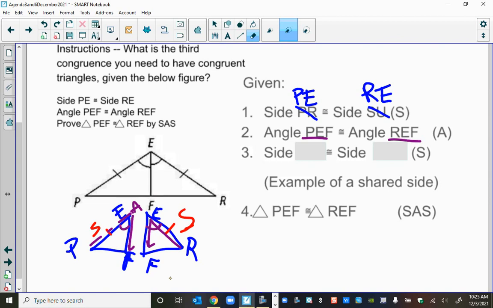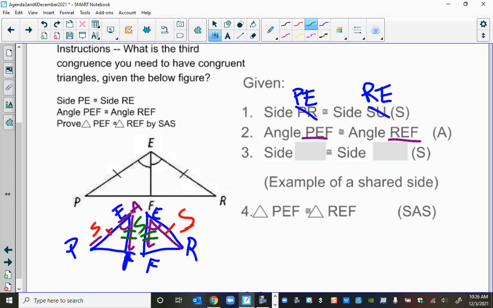But what's an easier one? Say again? EF. Why is EF the easier one? What side do you see in both triangles? If you split this into the two smaller triangles, what side appears in both triangles? E and F. That's right. So this is sort of like when we talked about the shared side. Boom, there you go.